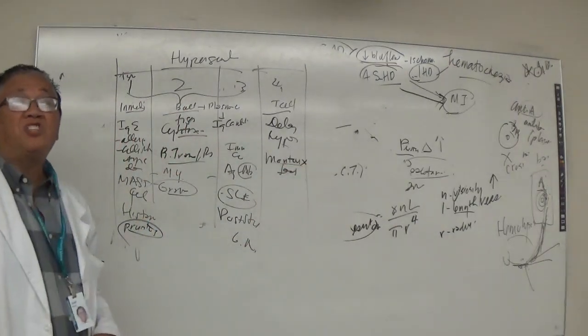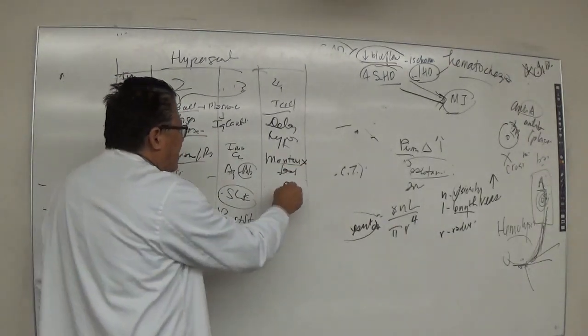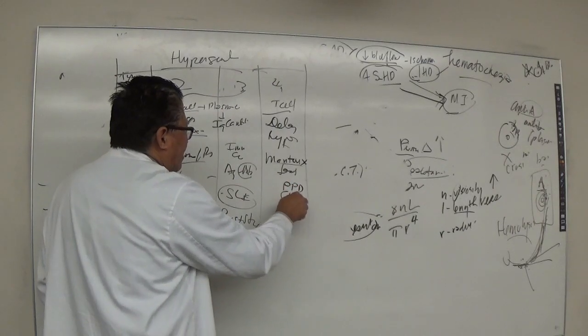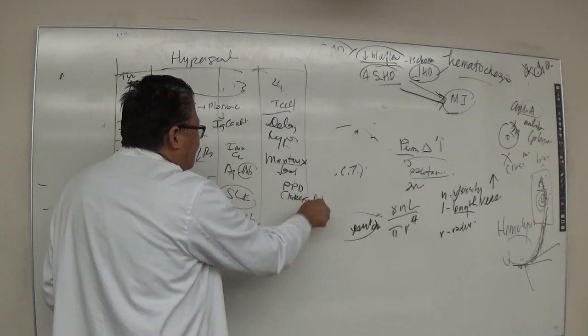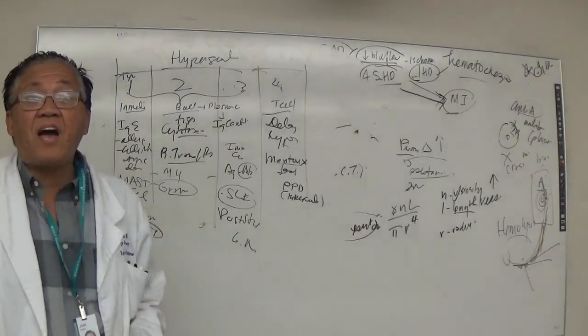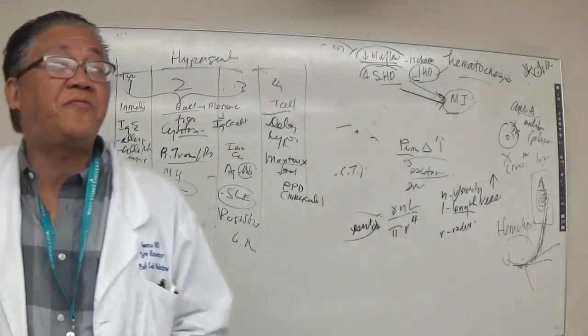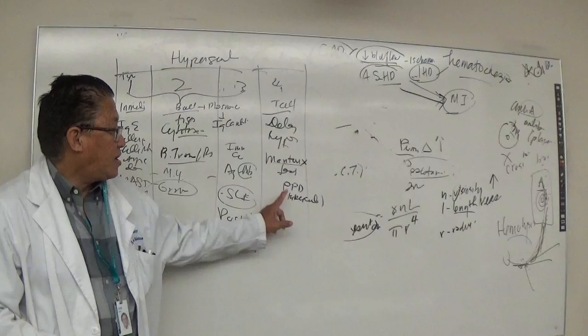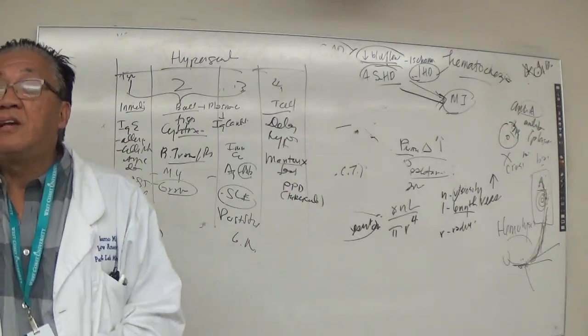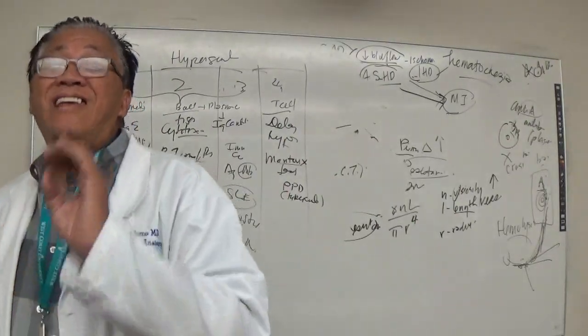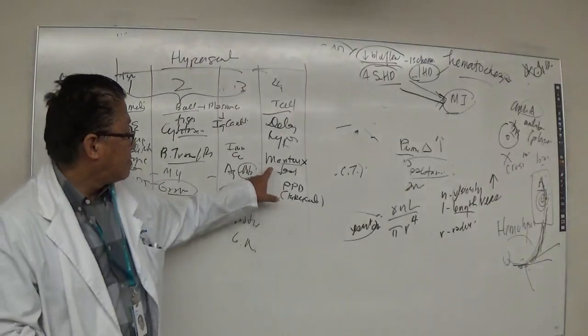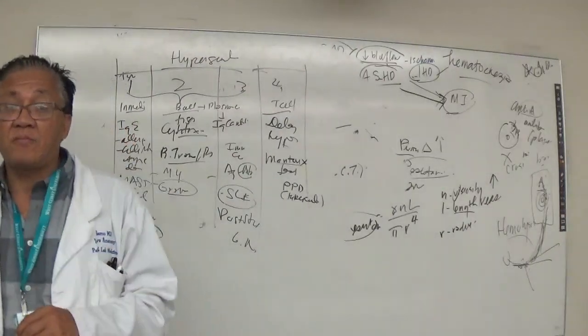And what do you inject? PPD or tuberculin, right? What does PPD stand for? Purified protein derivative. Purified protein derivative, or otherwise known as tuberculin. That is what we inject, but the actual name of the test is what? In honor of this French guy, Mantoux.